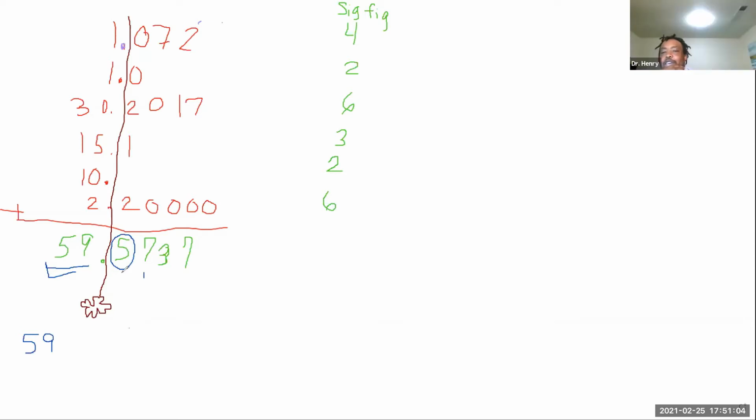My interpretation of it yesterday was if it's exactly 5, you leave it. But if it's a number behind it, then you round up. That's right. That's what he said yesterday. So then the answer would be 60 with the decimal point, or you would write it with scientific notation, 6.0 times 10 to the 1.